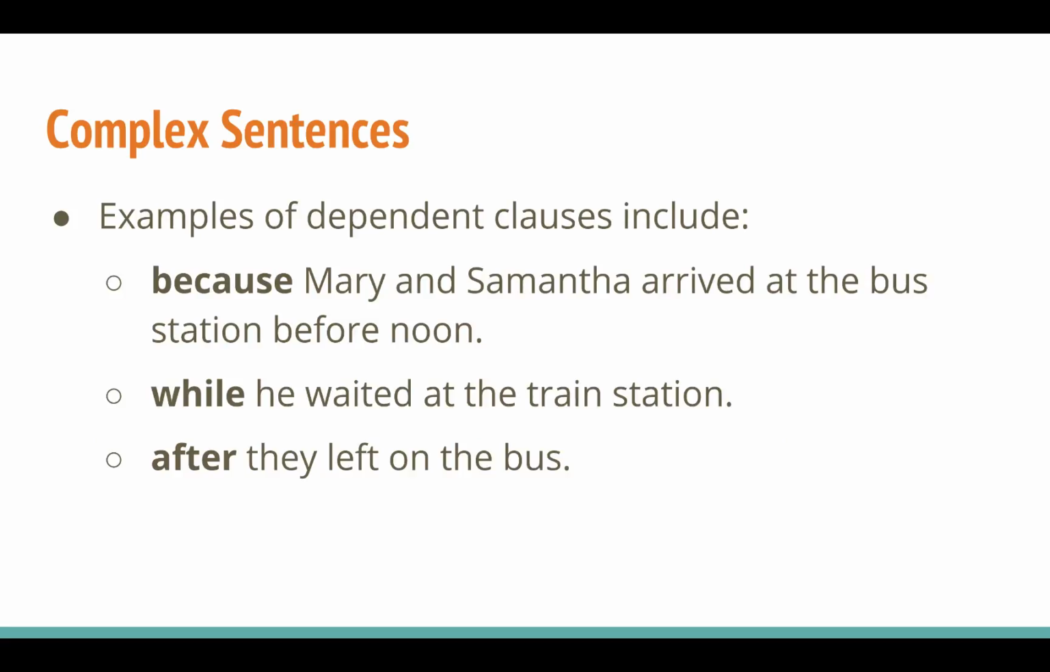Examples of dependent clauses could be: because Mary and Samantha arrived at the bus station before noon, while he waited at the train station, and after they left on the bus. When you're reading dependent clauses, they leave you with a question. So after they left on the bus, well, what happened? We don't know. That makes it dependent because it's missing what happens when they leave on the bus.